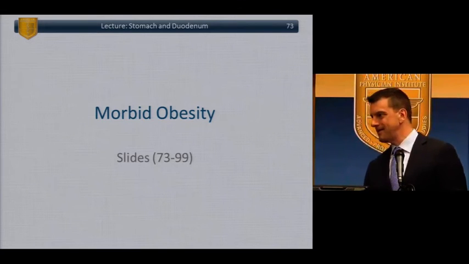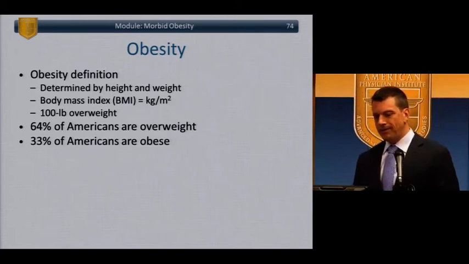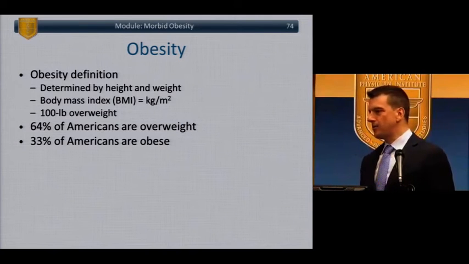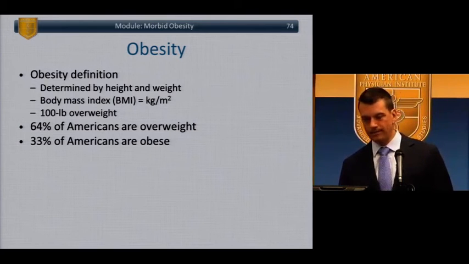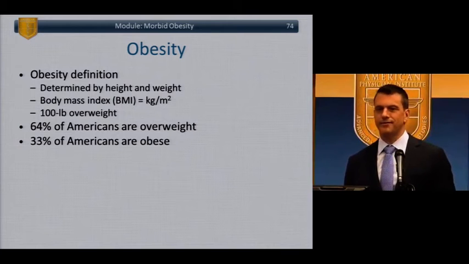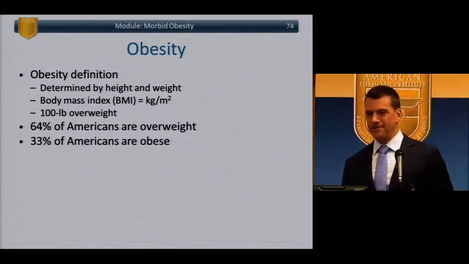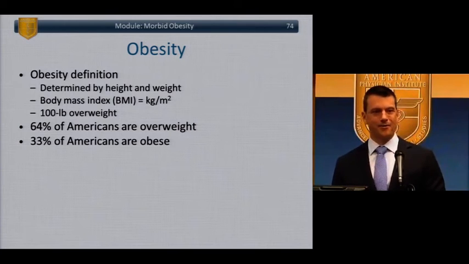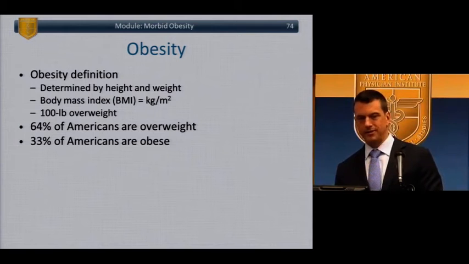Lastly, for the stomach, we'll talk about morbid obesity briefly. So obesity by definition is determined by height and weight. The BMI is how this is determined, how you decide who gets an operation. And this is just kilograms per meter squared. Some others define it as 100 pounds overweight. There's all sorts of definitions. BMI, though, is the standard by which most of the definitions occur. And again, where you get into deciding who gets offered what operation.